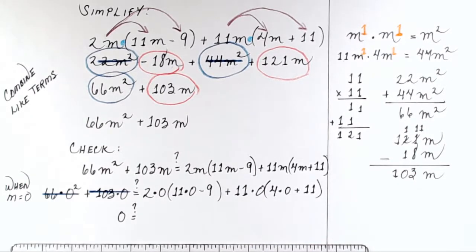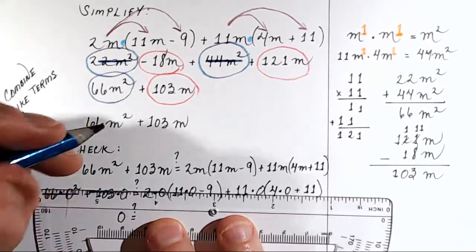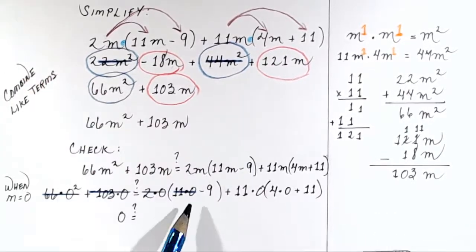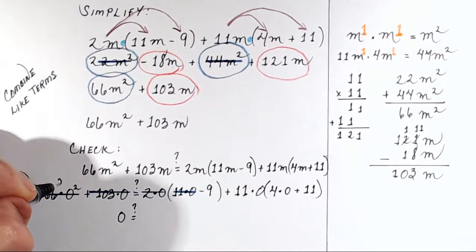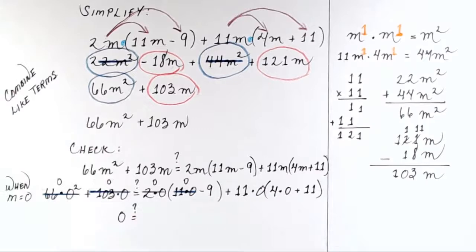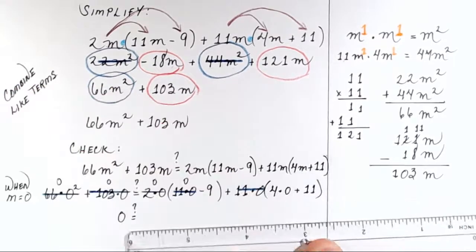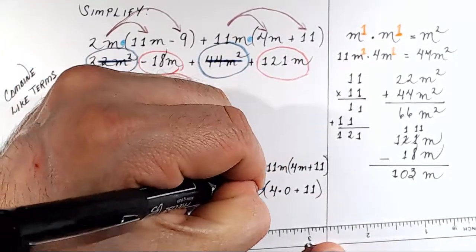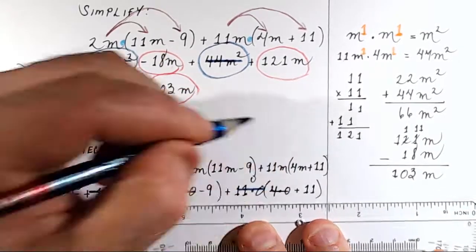Well, let's see. 2 times 0, that's just 0. 11 times 0, that's 0. So we have minus 9 in here. By the way, we're leaving behind zeros when we do this. So this is 0, and this is 0, and this is 0, and this is 0. All right. Now over here I've got 11 times 0. Well, that's just 0. And then 4 times 0, and that's just 0, plus 11.